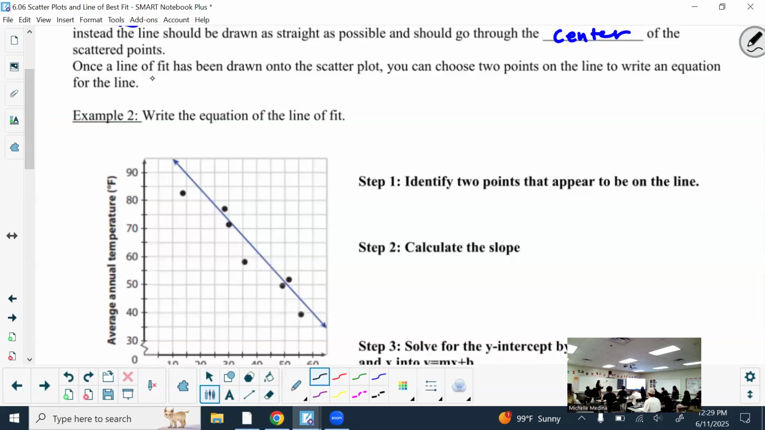And then once a line has been drawn onto the scatter plot, you can choose 2 points on the line to write an equation for the line. So this here on the graph, drawn for you already, is the line of fit. What type of function is it if it's a straight line? Linear. What's the equation for linear functions? Like the general equation for anything that's a straight line?